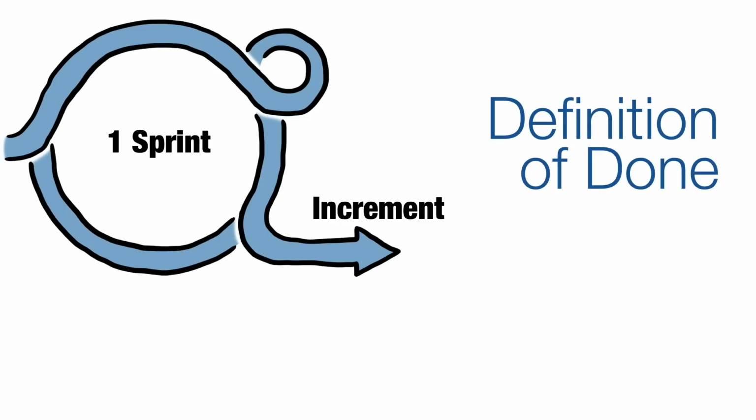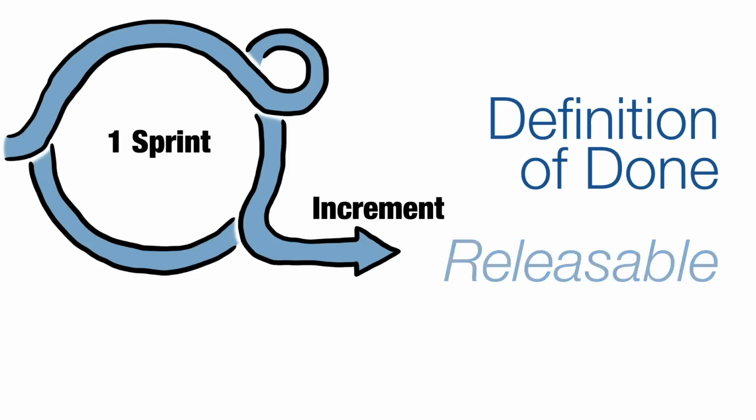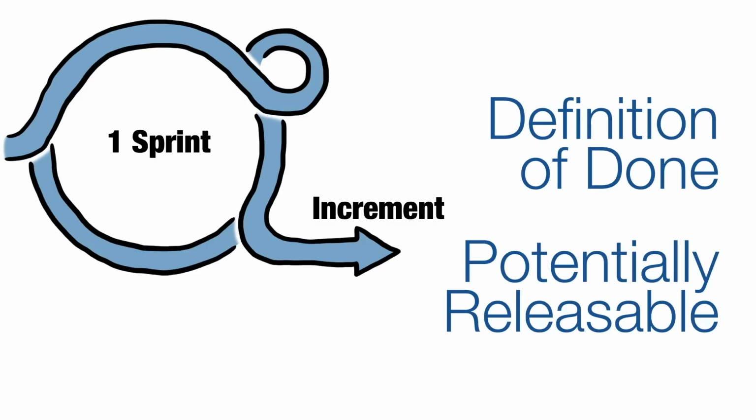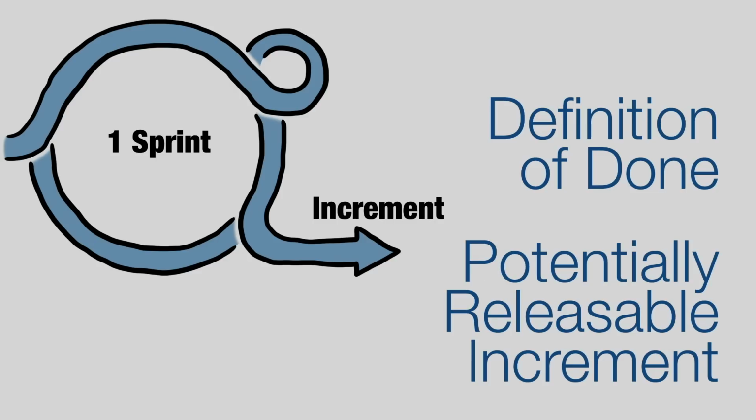Let's wrap this one up with a very quick summary. The increment is the output produced by a Scrum team during the course of a sprint. It's output that meets the development team's definition of done, the key condition of which is that it is releasable, hence the term potentially releasable increment.